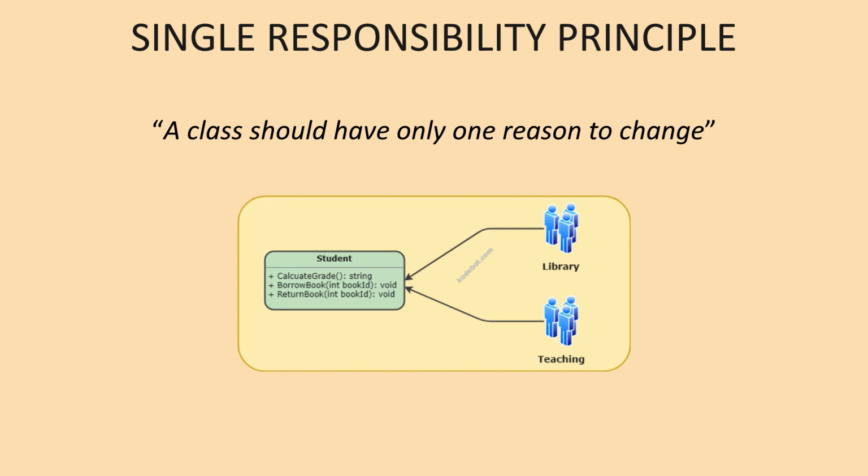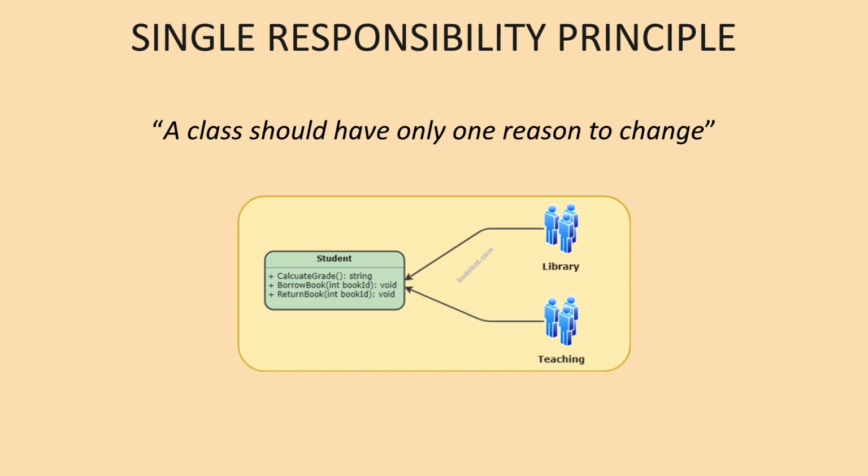If you are wondering why having a class that changes for more than one reason is not a good idea, say the library department asks for some changes to the way books are borrowed. While making those changes for the library department, there is a very high risk of breaking the calculate grade method. This is because we don't know how the code is intertwined within the class. Even if you are careful and make sure the functionality of the calculate grade method is unaffected, at the very least we need to ask the teaching department to test the grade calculation, and this is not ideal.